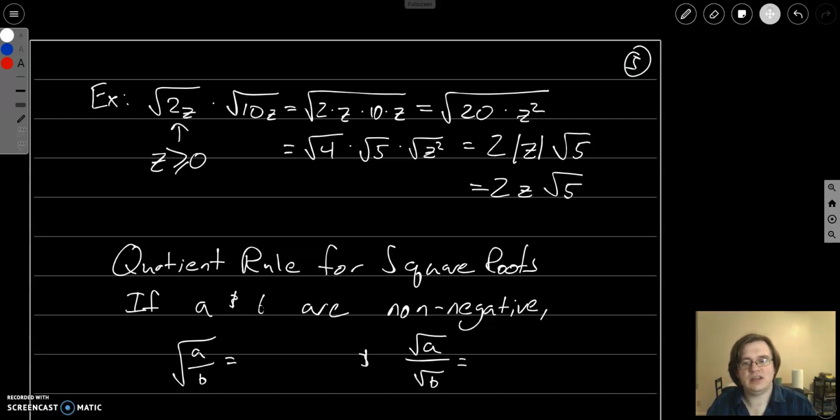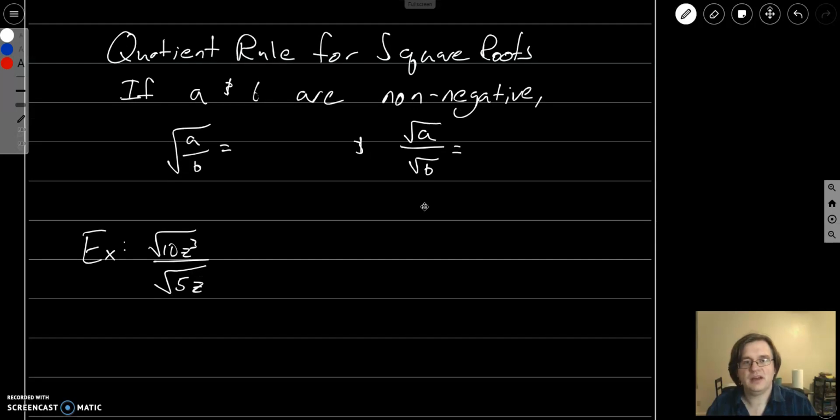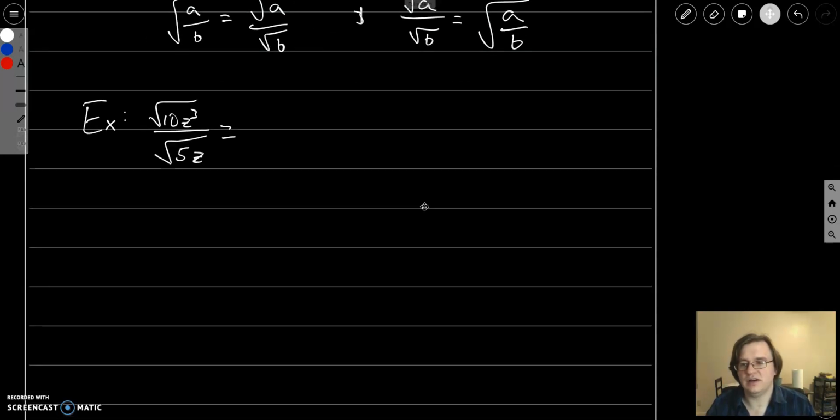The last thing that I'll mention here is the fact that because division is the same thing as multiplication by the reciprocal, there's another quotient rule. So here, the square root of a divided by b is going to be the square root of a divided by the square root of b, and likewise, the square root of a divided by the square root of b, I can just take one giant square root. So if we simplify this really quick, the square root of 10 times z cubed divided by the square root of 5 times z. Again, we'll just put everything under one big radical sign.